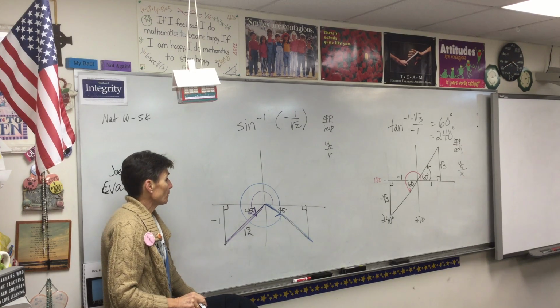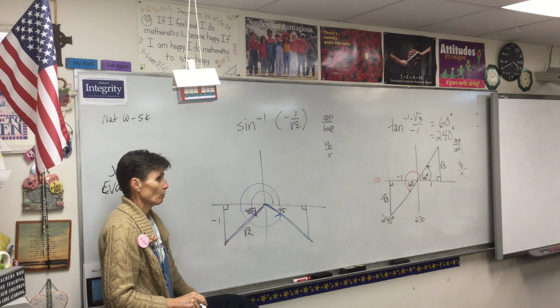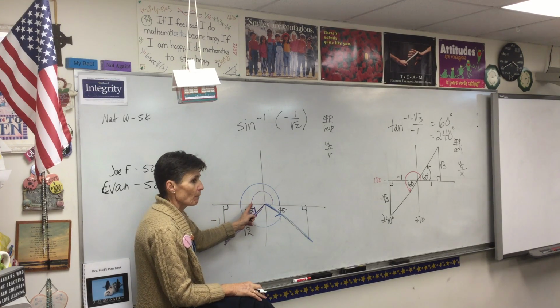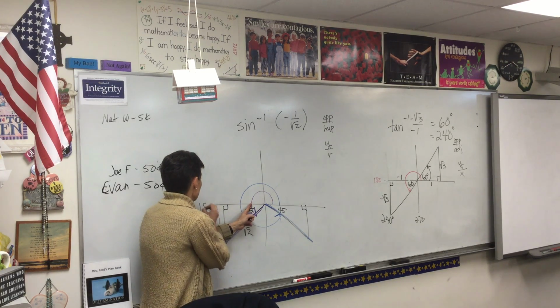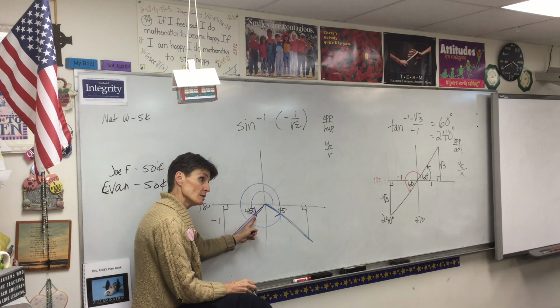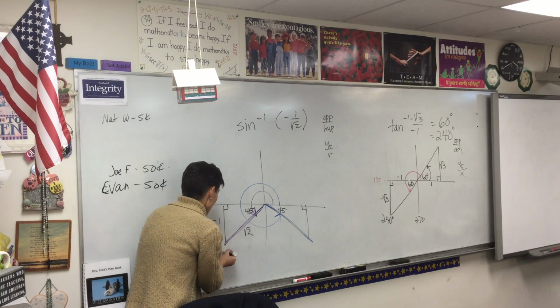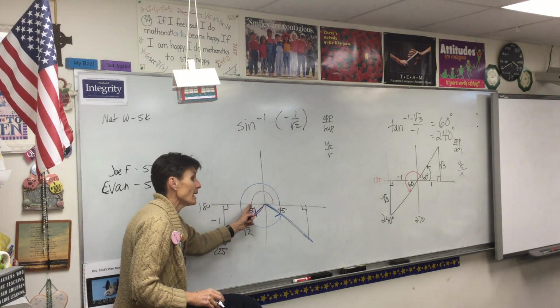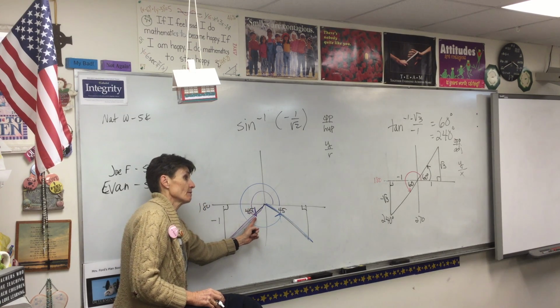Now, I want you to look at the purple. From here to here is how much? 180. But I got to go 45 more. 225. That angle is 225 degrees. It's 180 plus 45.